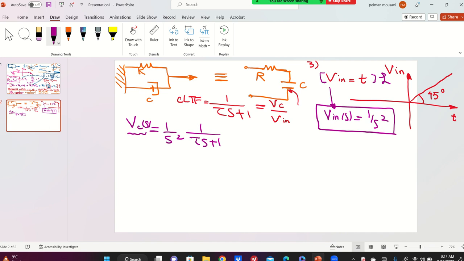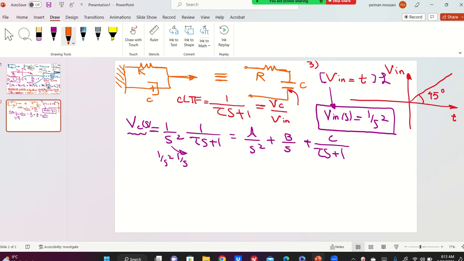Voltage of the capacitor. And as you know, because this has repeated poles at 0, it includes 1 over s squared, 1 over s. When I decompose this, I have to decompose it like this: A over s squared plus B over s plus C over tau s plus 1. If you forget to do this, you get the wrong answer. It's trivial mathematics.